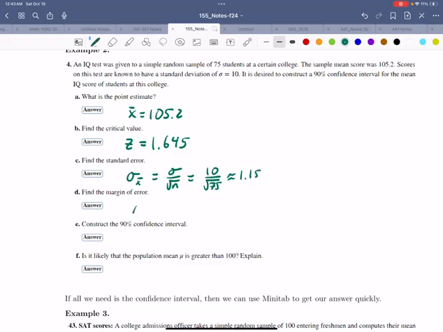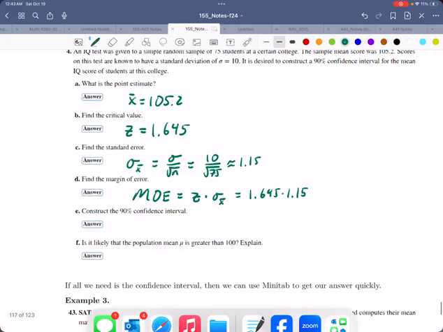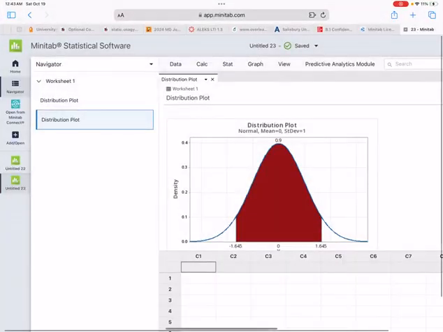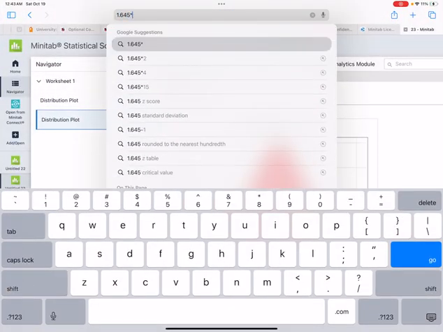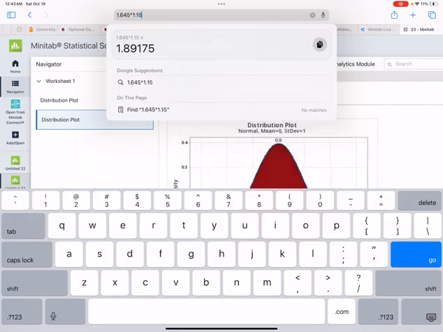Find the margin of error. So the margin of error is just going to be z times sigma, or times standard error, I should say, right? 1.645 times 1.15. Right, lovely. Let's just do that. 1.89.